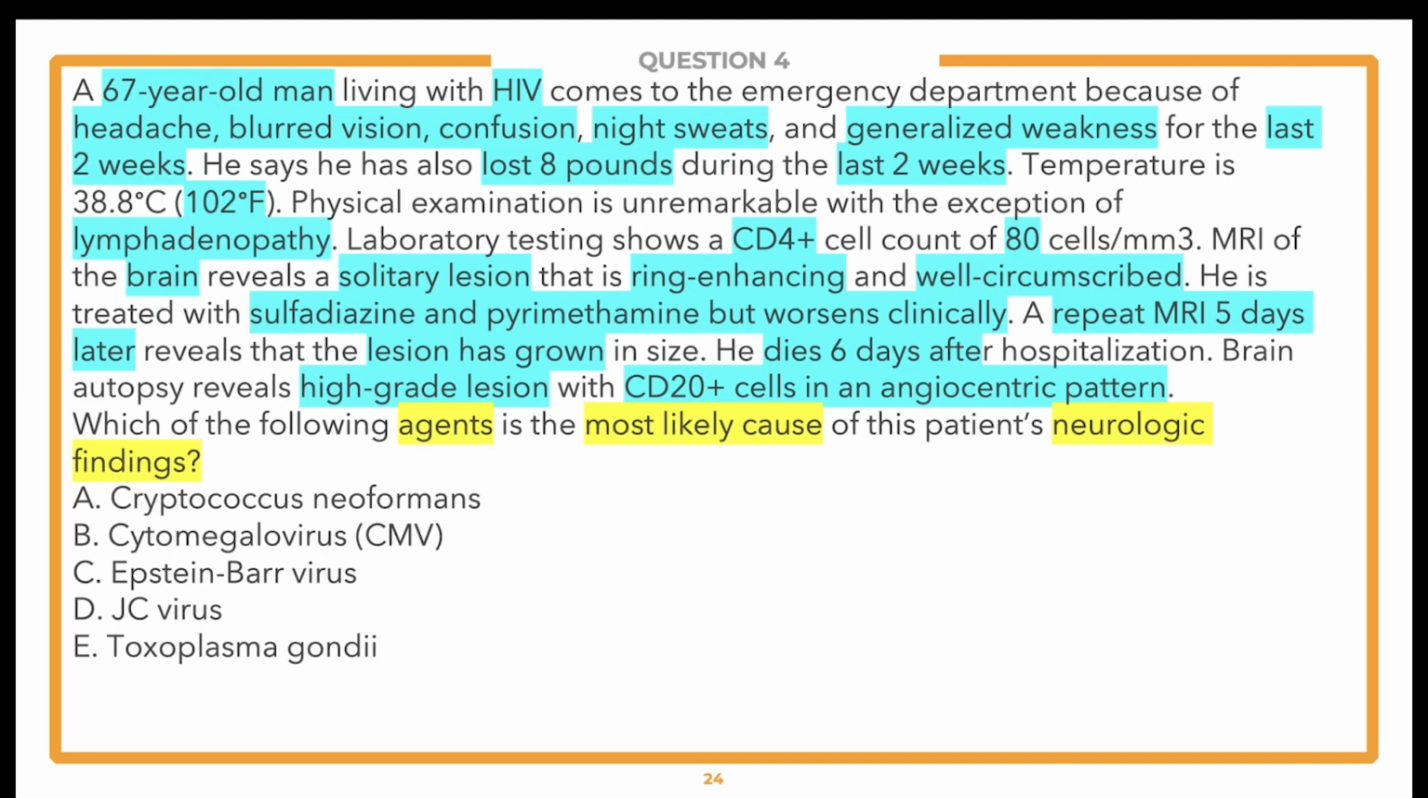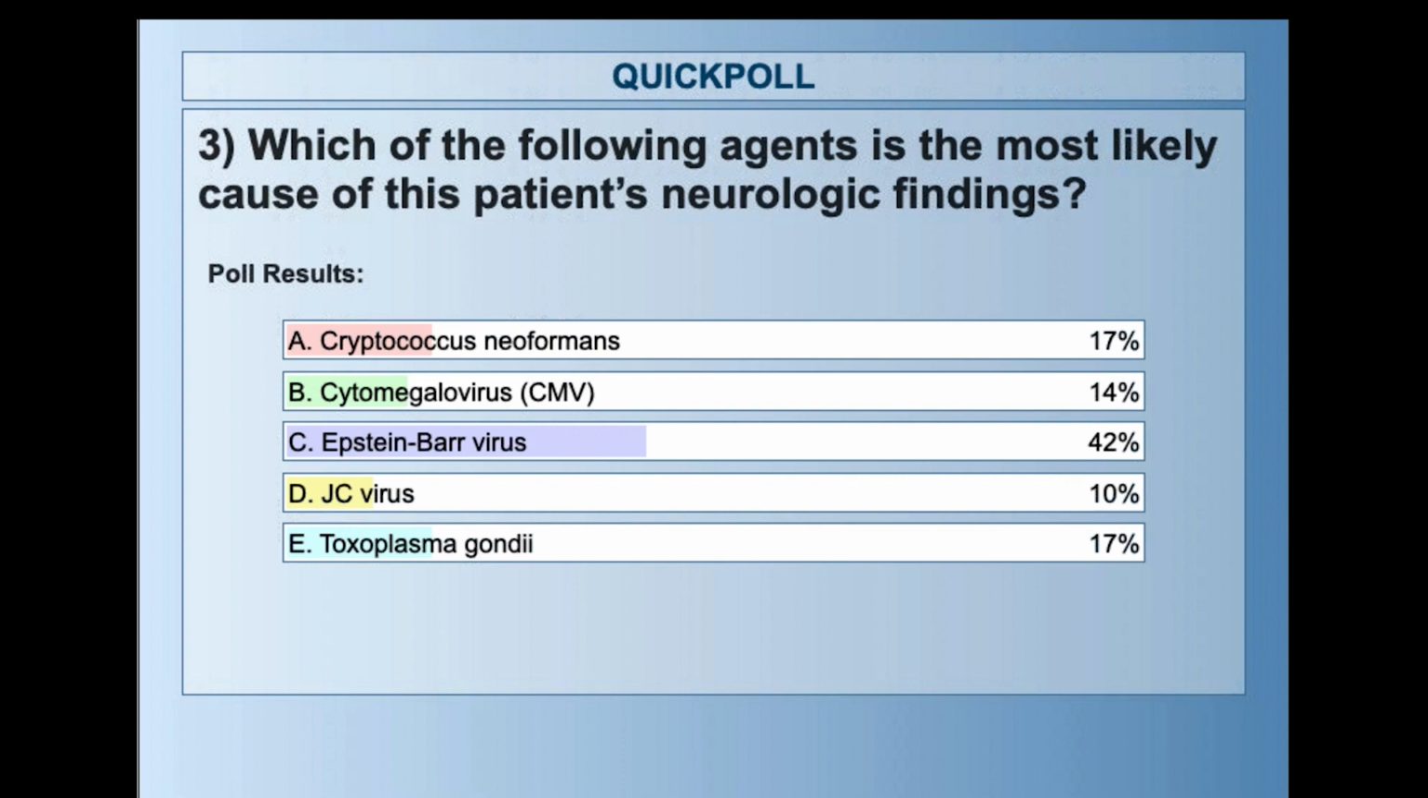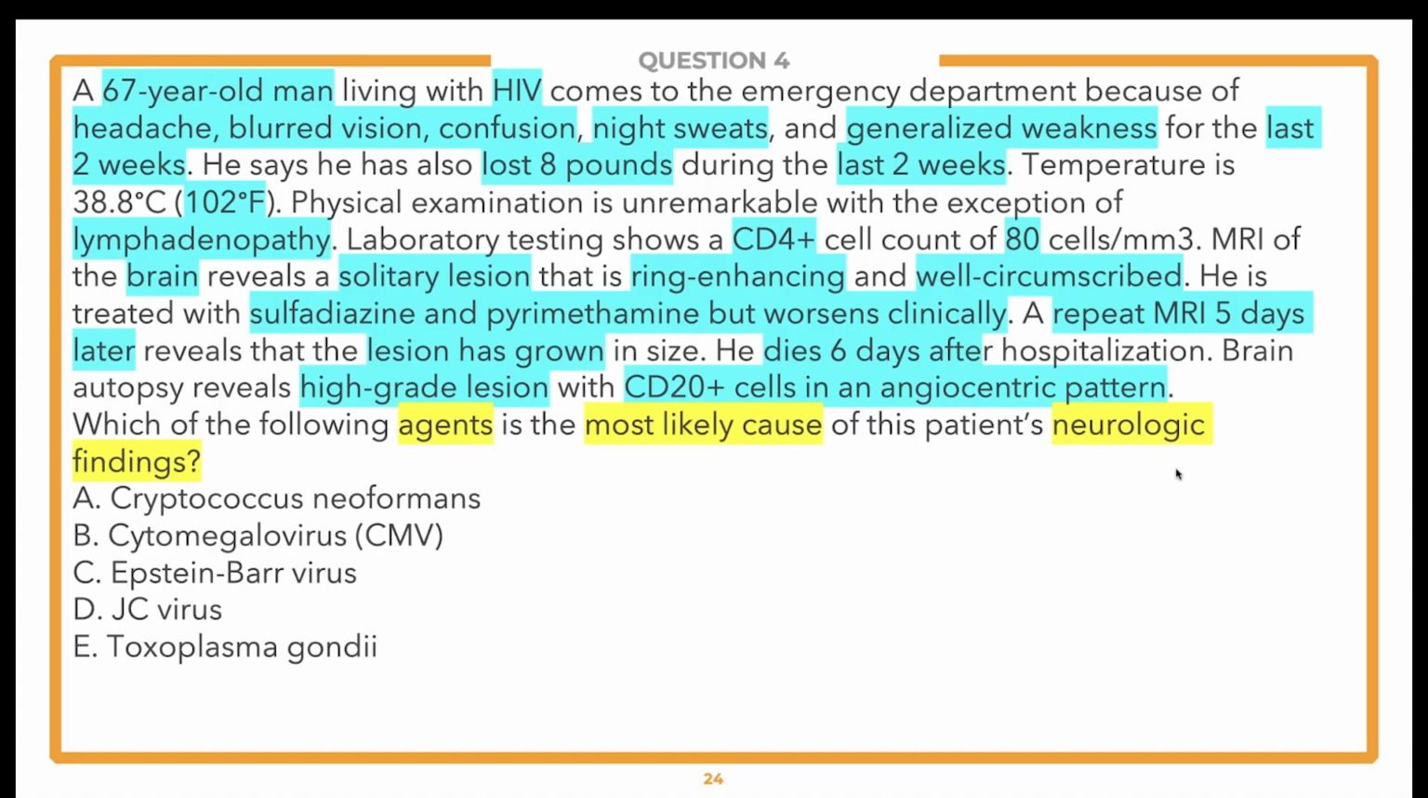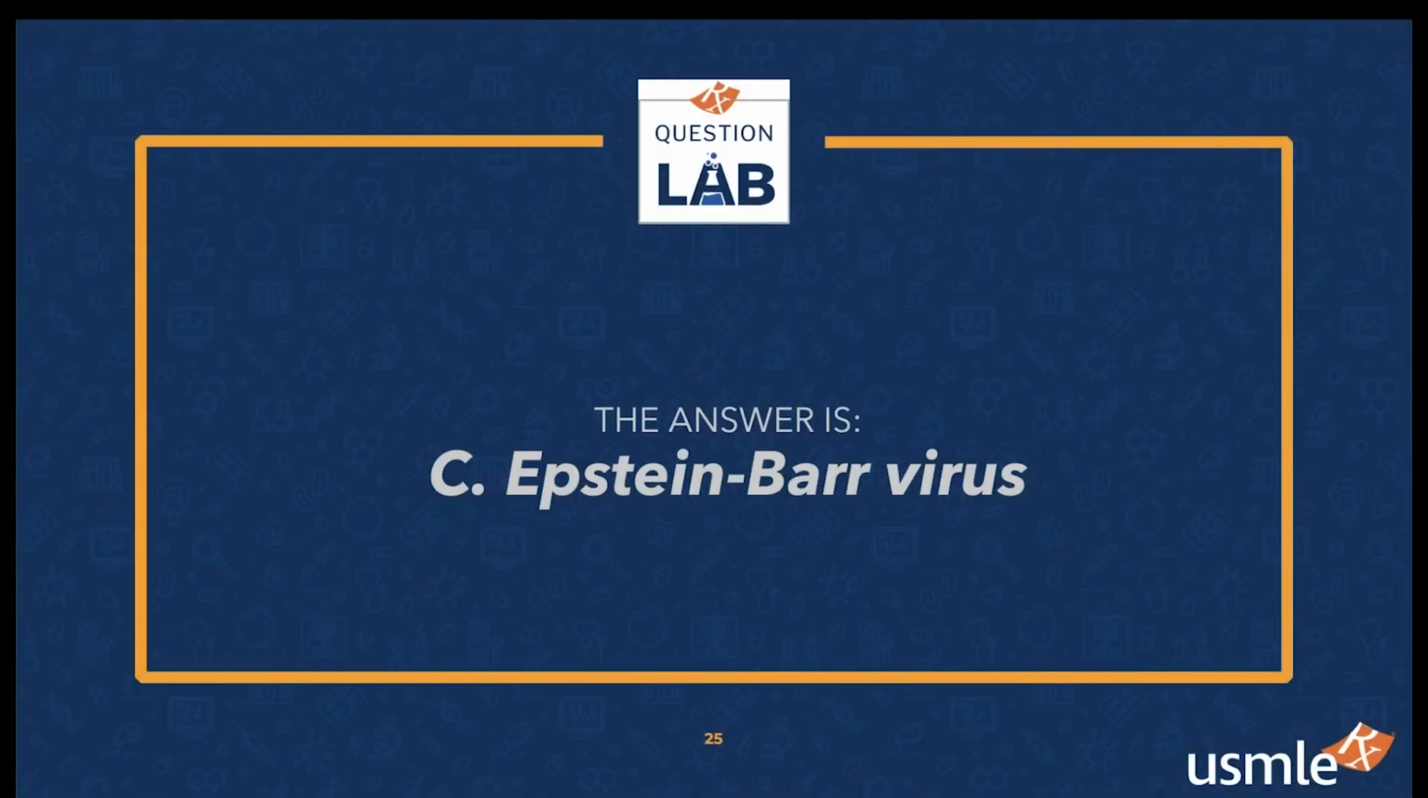By far the favorite here was Epstein-Barr virus, about 42% of the vote, with Cryptococcus neoformans and Toxoplasma gondii both tied at 17% in the number 2 spot. But all of the answer choices got double-digit percentages. So let's hide the results and see how we did. And the answer choice is indeed answer choice C, Epstein-Barr virus. So well done. That is another win for the Question Lab crowd. Nice job, everybody. If you didn't get it right, that's okay. We're going to walk you through it right now with Sean.